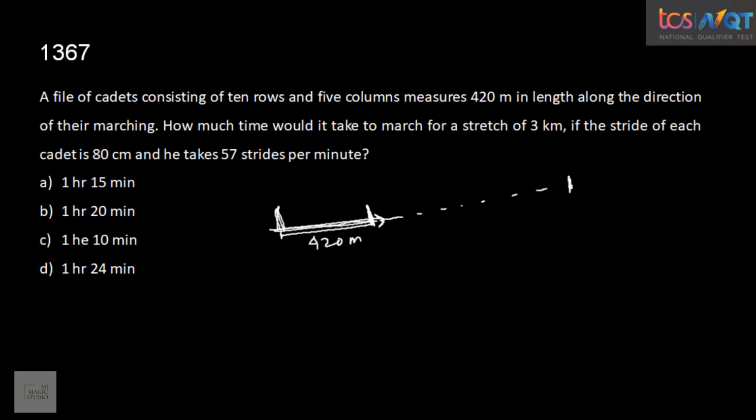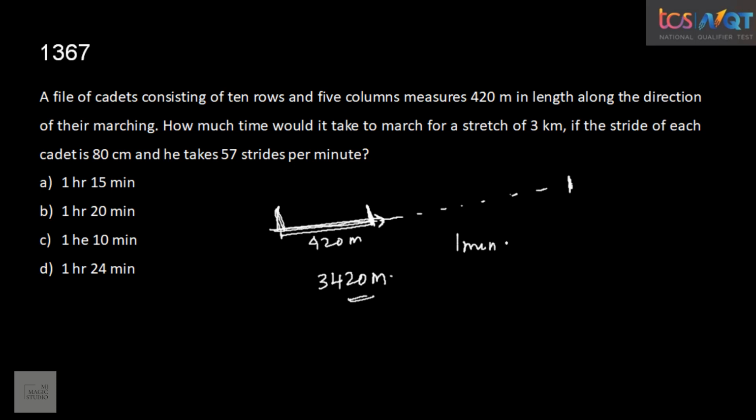If this is 3 kilometers, that means this needs to be here. Then the last person would be here. When the last person is here, that means they need to travel 3420 meters, the entire file. If the stride of each cadet is 80 centimeter and he takes 57 strides a minute.